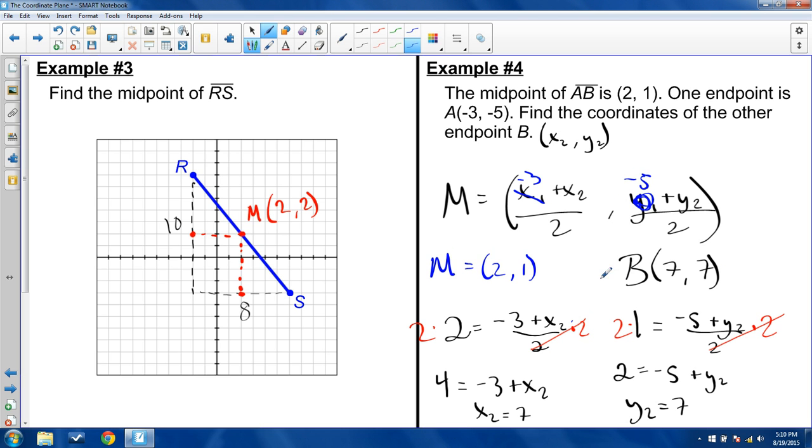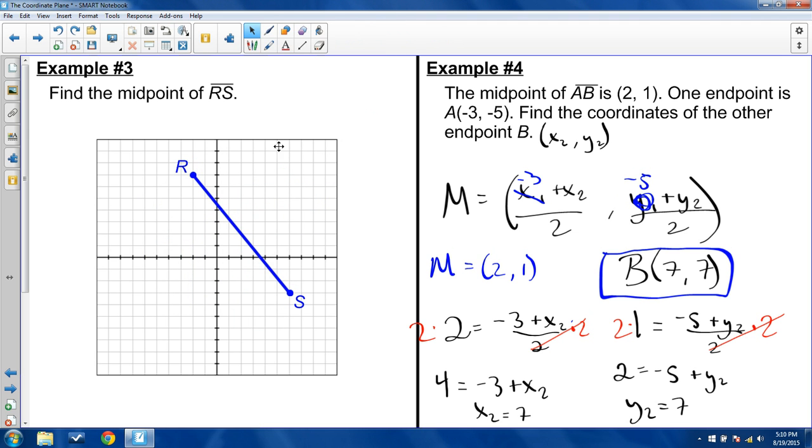On a graph, if you want to take a look at that, I'll get rid of some of this other stuff and keep the RS. A was at -3, -5. The midpoint was at 2, 1, right there. So what we had to do was figure out where B was. It ended up being at 7 across, 1, 2, 3, 4, 5, 6, 7 up here. And as you can tell, it does go right through them, which it should. This is also exactly in between points A and B. That is the midpoint.